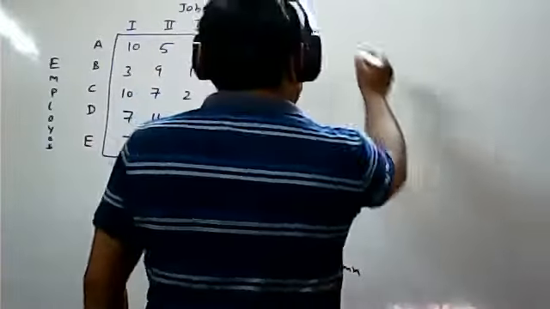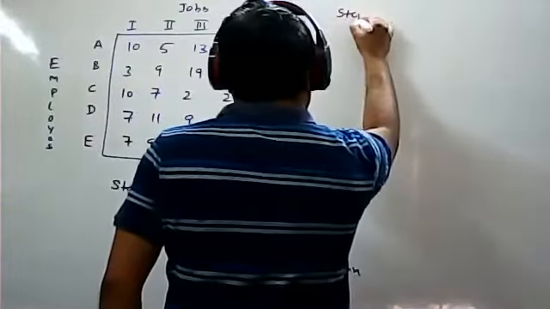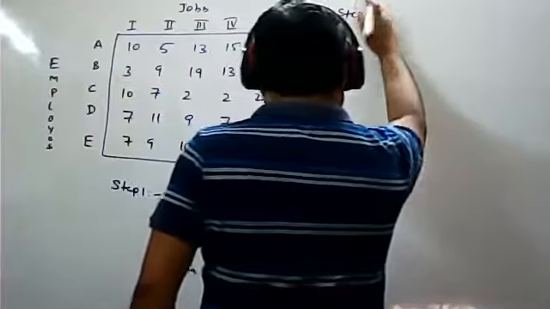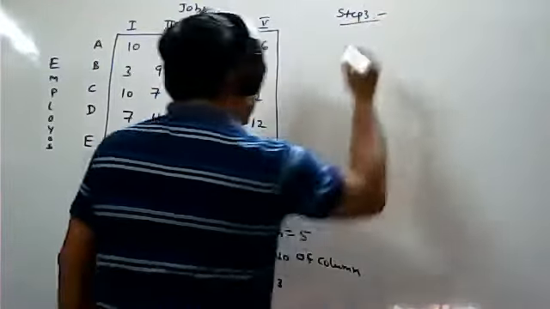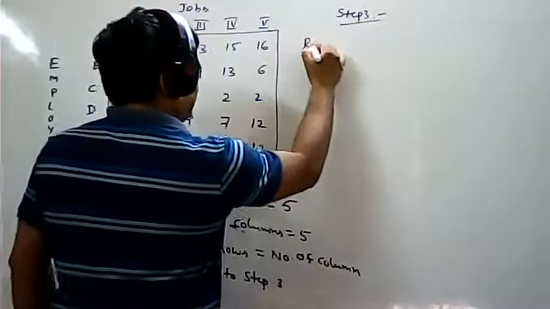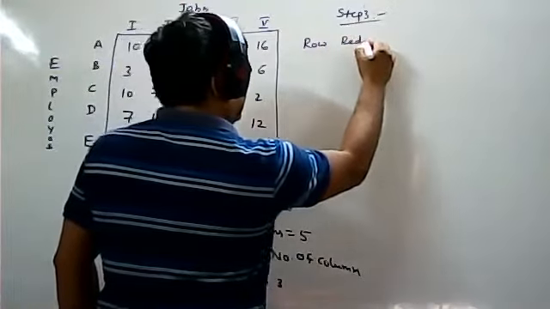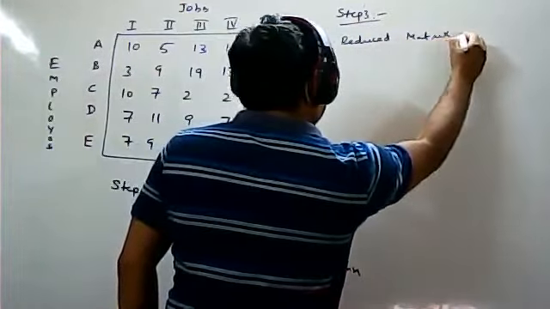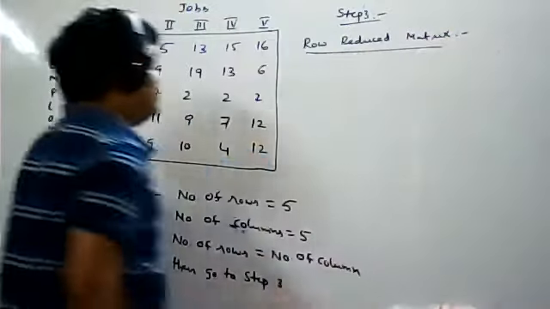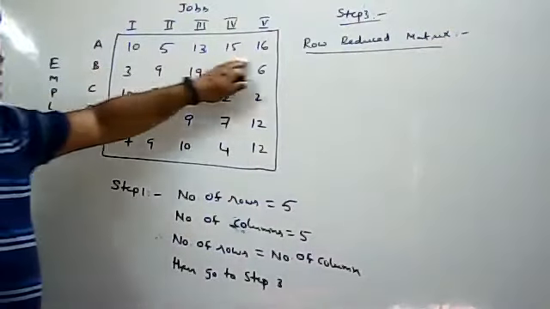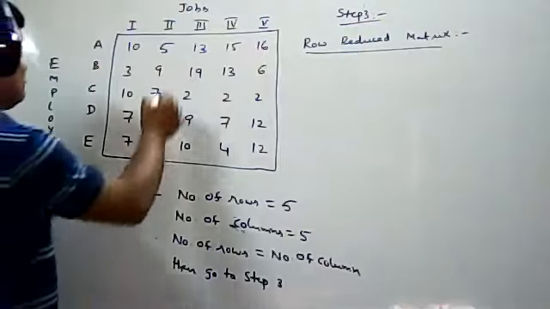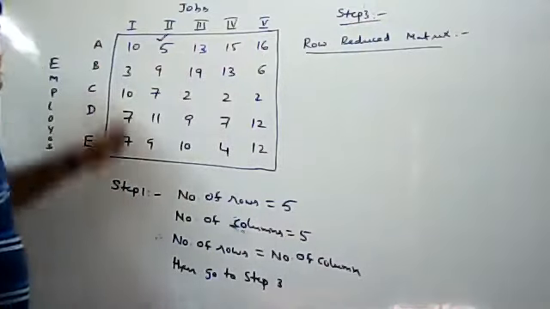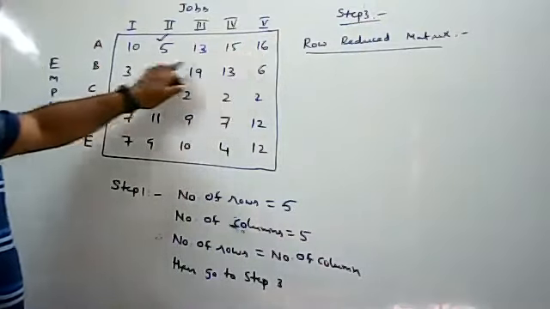So what is step number 3? All of you know, step number 3 is the row reduced matrix. Put the side heading: row reduced matrix. How to calculate it? Consider the first row. Identify the smallest element. What is the smallest element? The smallest element is 5. It should be subtracted from each and every element of that particular row.